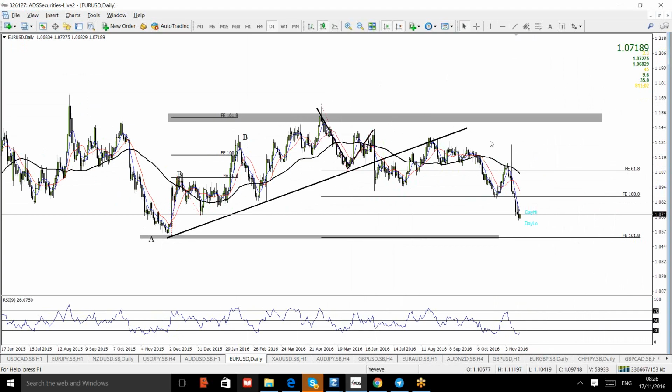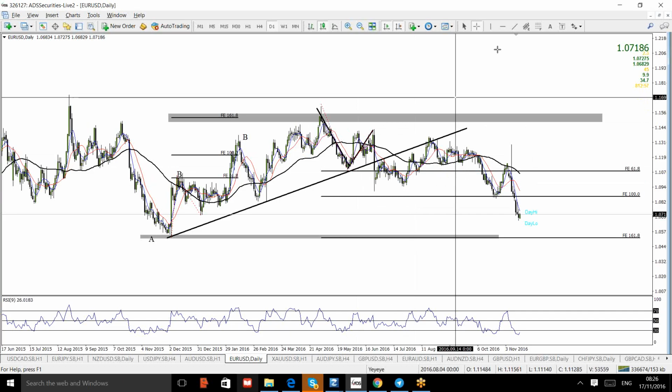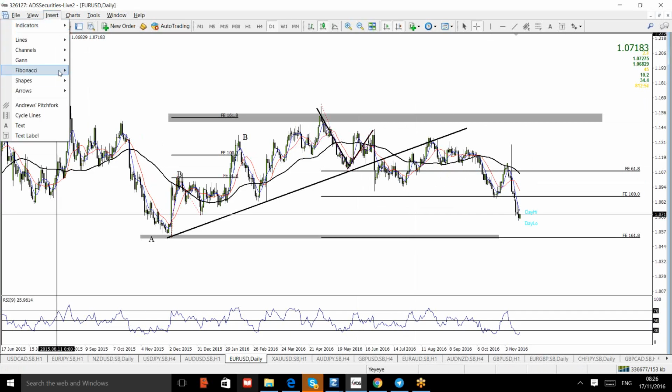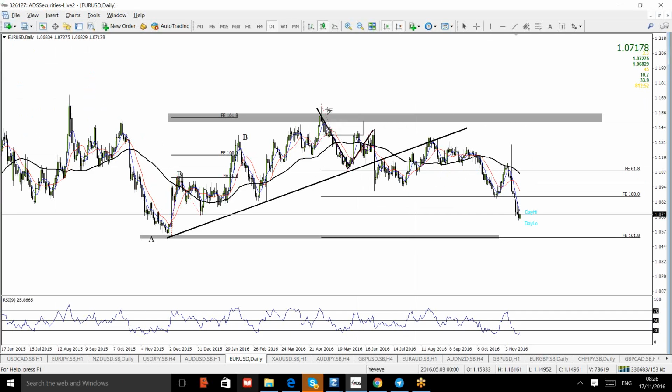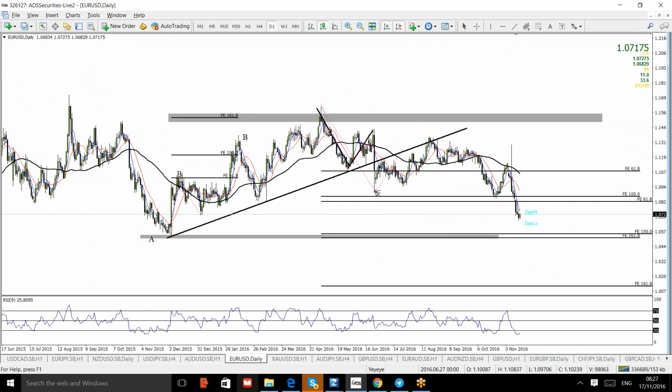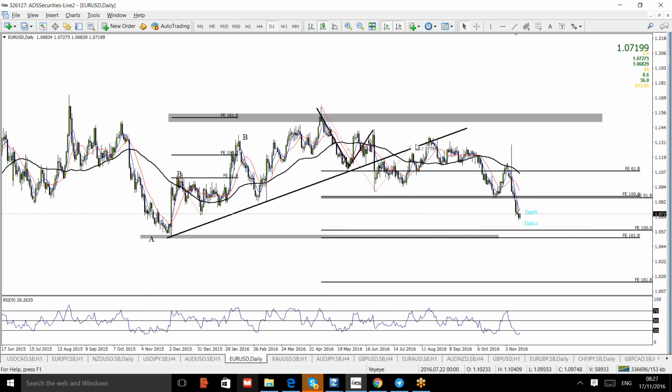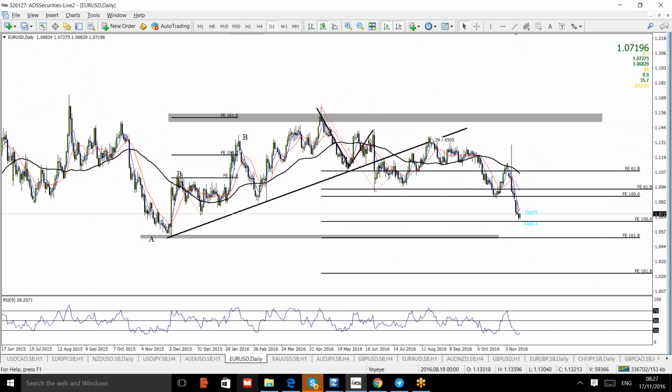But remember, as long as the price doesn't reach this A, this expansion is valid. Understand? Now I see another expansion. A and B. Right? Understand? This is your C, right?